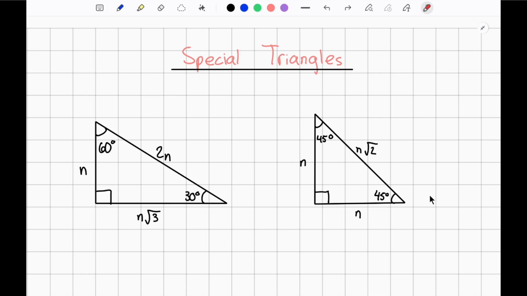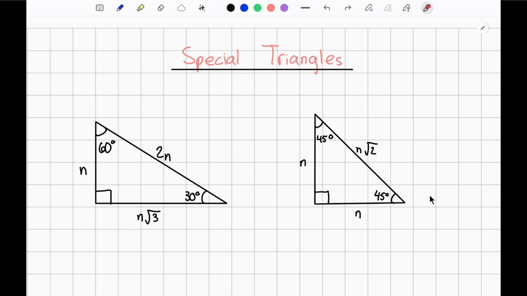Today we're going to be learning about special triangles. These two are special triangles, and they're special because of their inside angles. This triangle has a 30, 60, and 90 degree angle, and this other triangle has two 45s and one 90 degree angle. To solve problems with special triangles, we're going to need to have them around, so you can either have the formula sheet to look at them, or you can learn them.